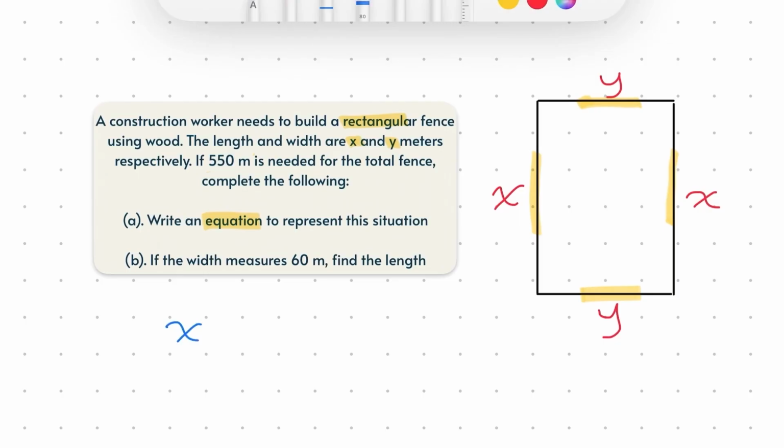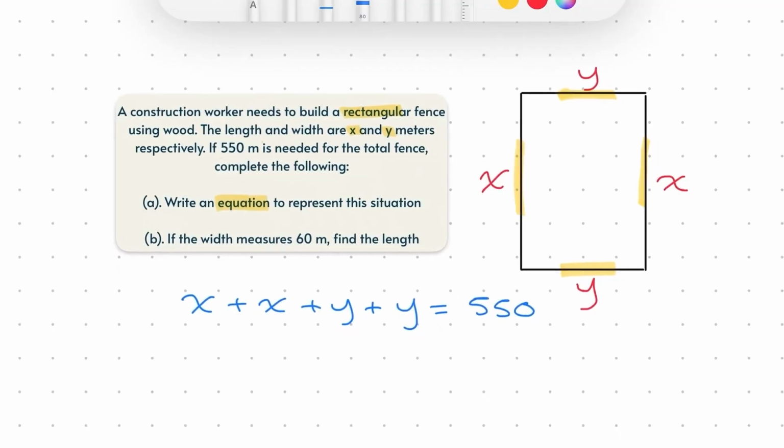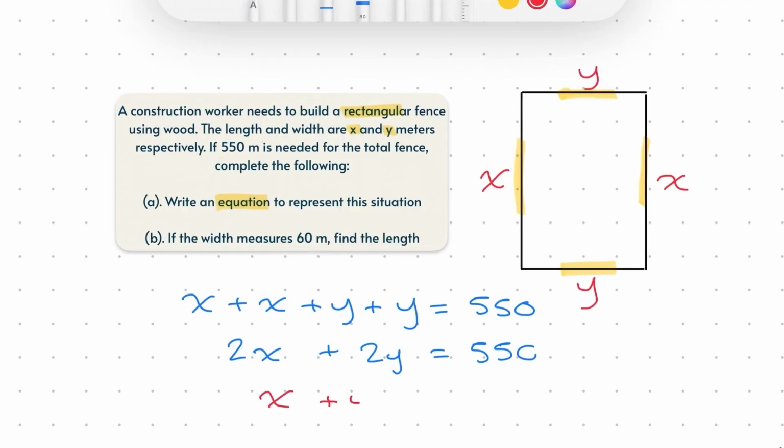So we do X plus X plus Y plus Y equals 550. And note that this can be simplified. Our x's combined to get us 2x, and our y's combined to give us 2y. Can this be simplified? Well, yeah. If we divide both sides by 2, then we'd get a final equation of x plus y equals 275. So that is our equation for part A.